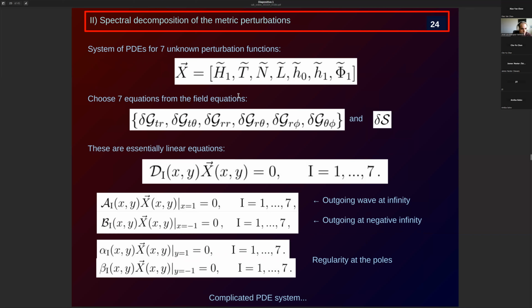From the field equations, you can obtain these 7 PDEs, okay, for the metric and for the scalar, of course. And they are linear equations, so maybe they are very complicated. I cannot show you, but the general form is linear. I mean, it's some differential operator acting on a vector where you can put all these perturbation functions, and this is equal to 0. Okay, in principle, it's a system of linear PDEs.